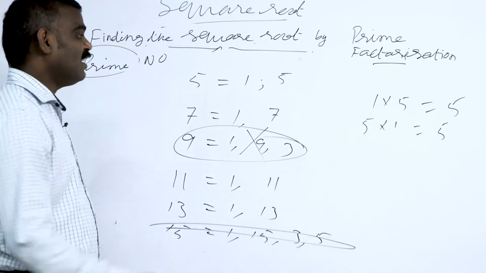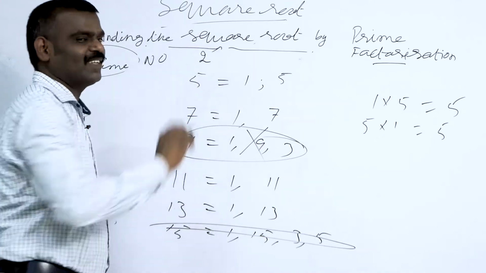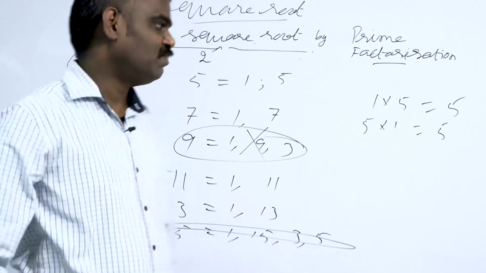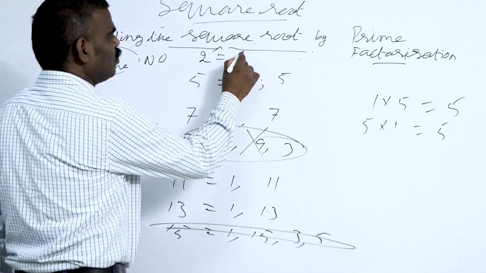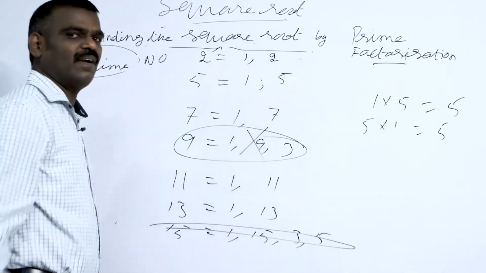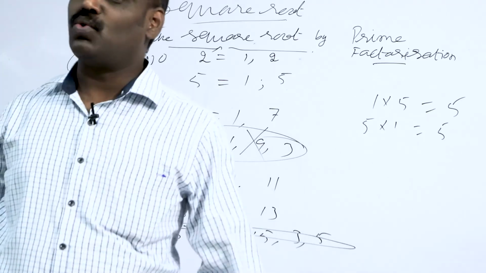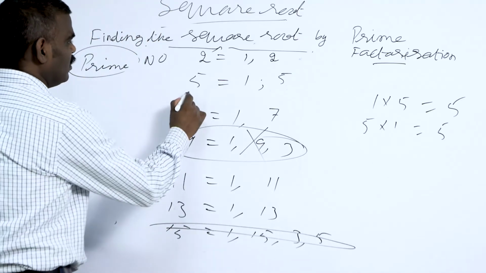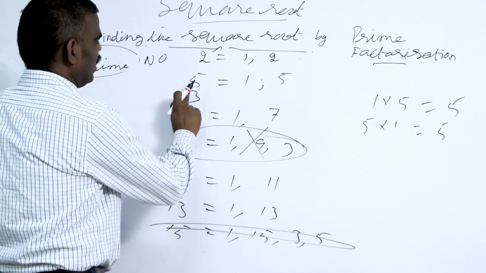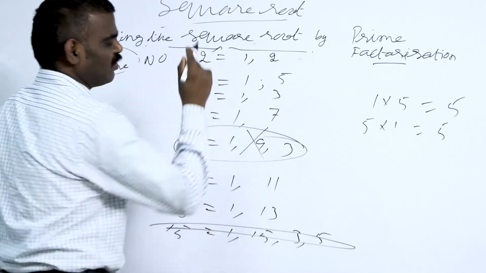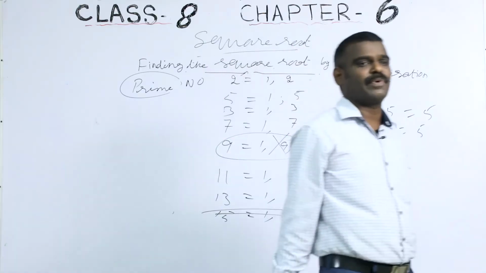Then 2, yes or no? What numbers can divide 2? 1 can divide, 2 can divide. There is no other number that can divide. So 2 is also a prime number. Then what about 3? 1 can divide, 3 also can divide. So 3 is also a prime number.